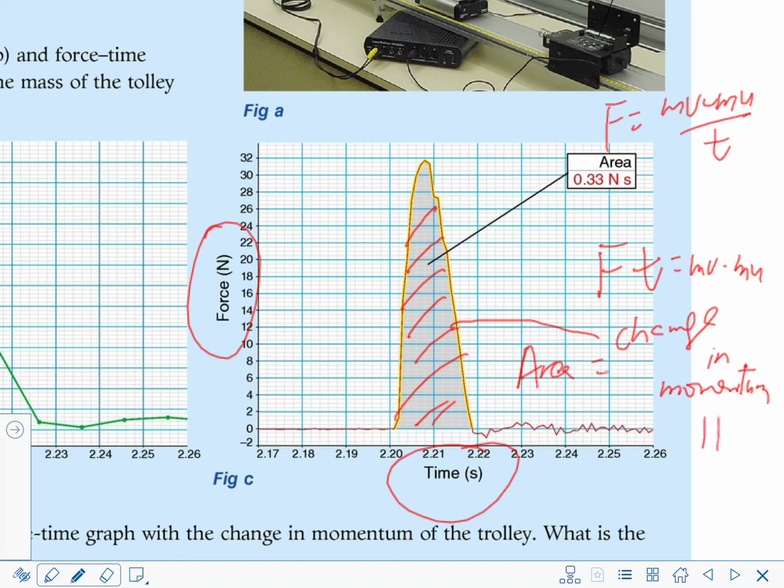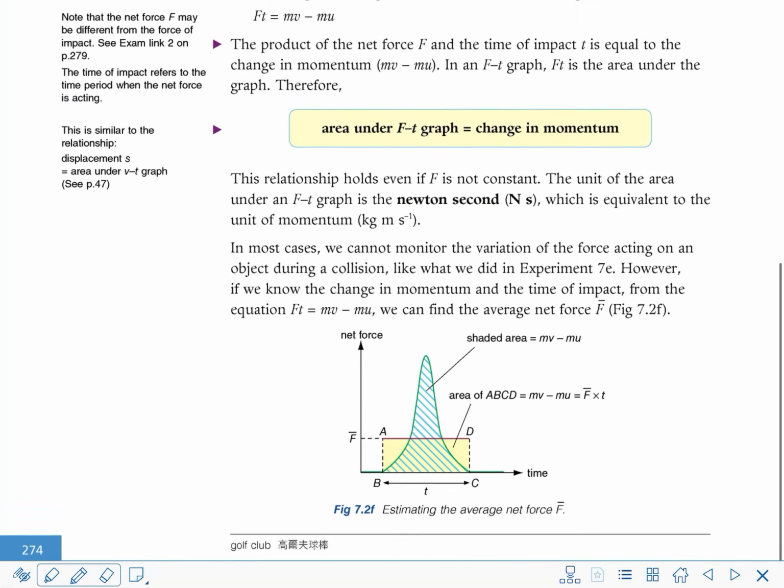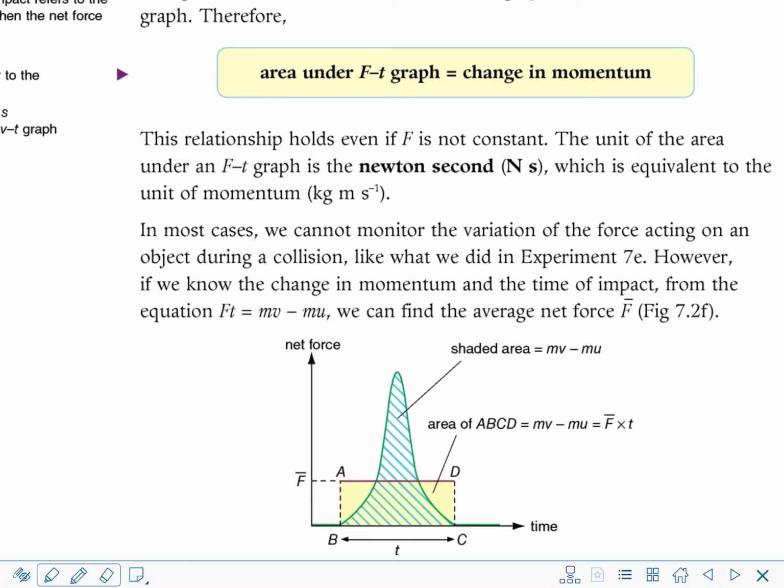And in physics, we use another name for change in momentum, and you need to memorize that: impulse. If you see impulse, that means change in momentum. Okay, FT graph.